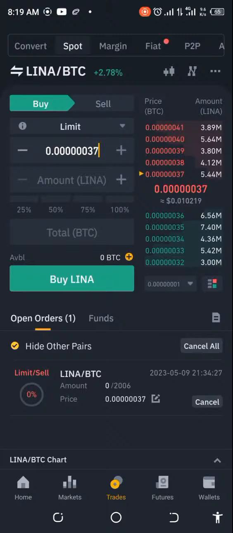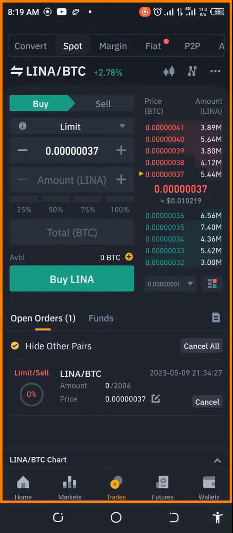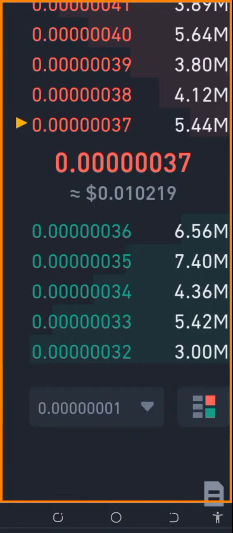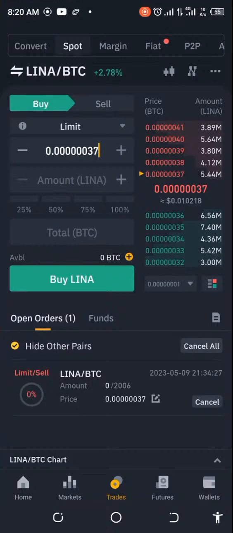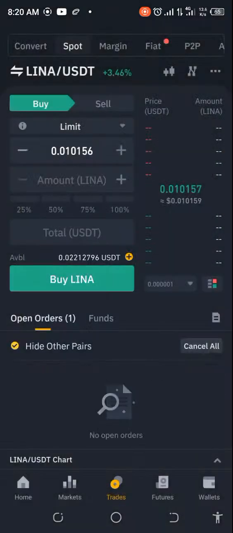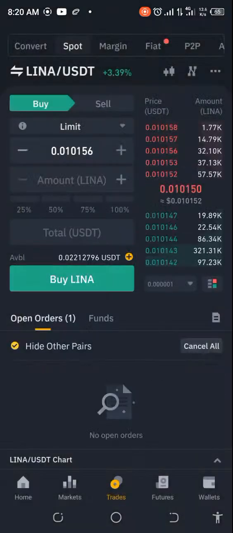So what's going on? Well, as you can see, we're trying to sell at 0.037. But here, can you see at the green part here? Can you see that the first green here is 0.00036? All right, so what am I going to do? Let me go and check what's happening to Lena USDT. Has it gone up? It looks like it's gone up.